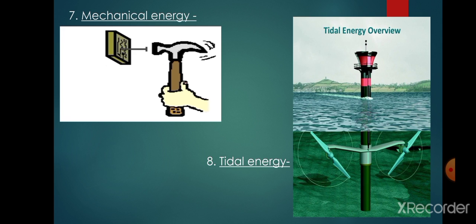Mechanical energy is the energy due to position or motion of an object. For example, we can take a speeding car. This is an example of mechanical energy.